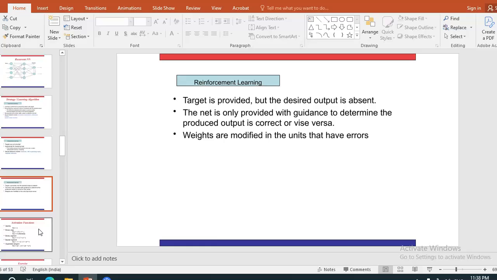Okay. So in the next class we can discuss the different types of supervised learning models.